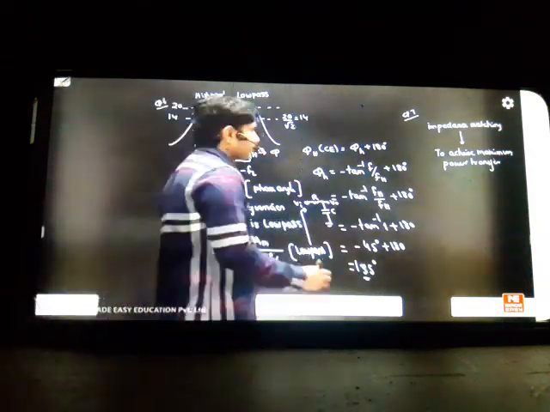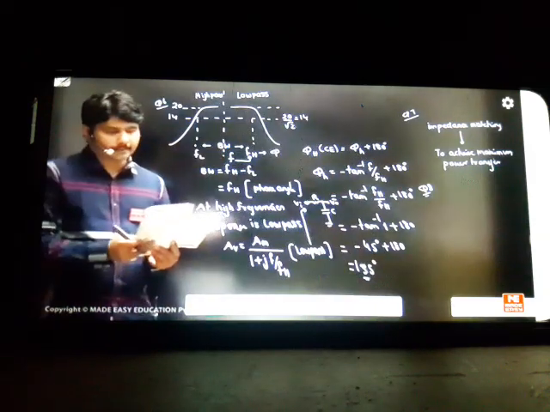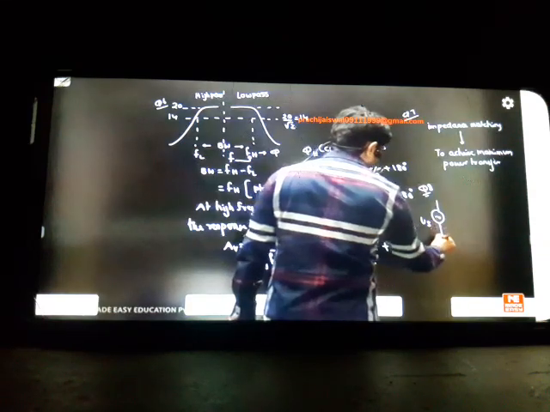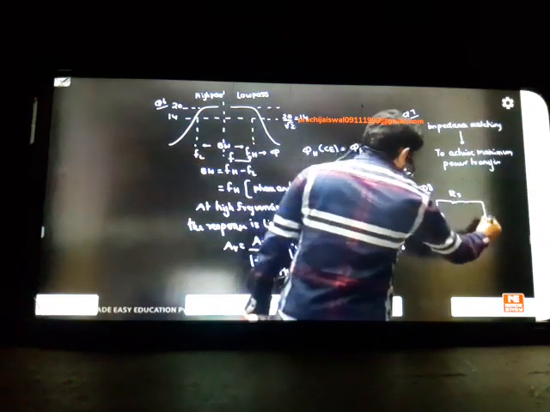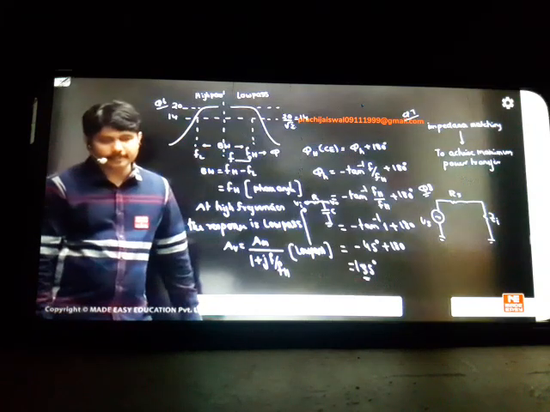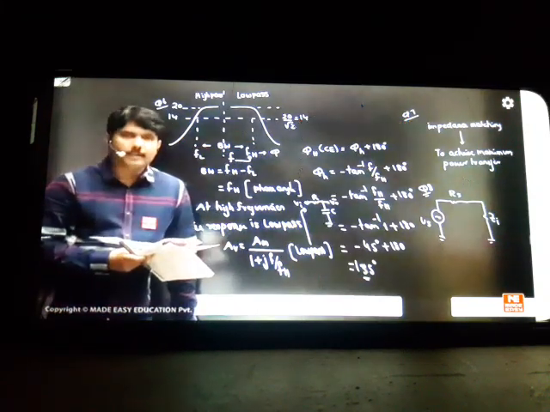And question 8, as a student you can tell the answer. As compared to the impedance of the signal source, the input impedance of a voltage amplifier should be, if you have a signal source Vs and Rs here, and this is the input impedance of your amplifier. What is your answer for the 8th question?